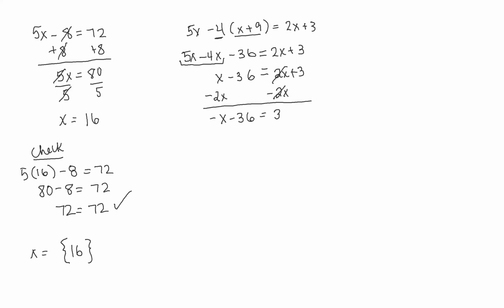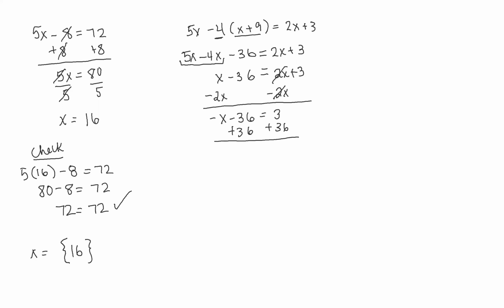All right. So I've got all of my variables on one side of the equation. I need to get the constants on the other side. So that means I need to move minus 36 to the right-hand side. I do that with addition. So I'm going to add 36 to both sides.